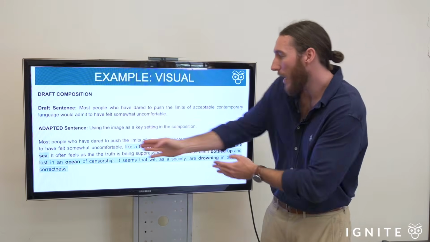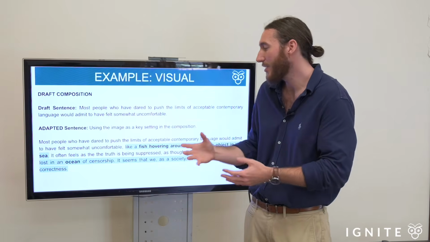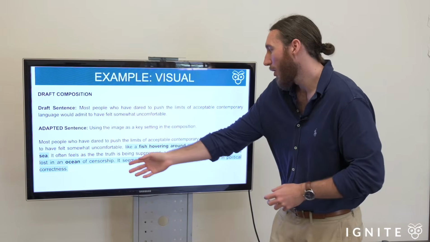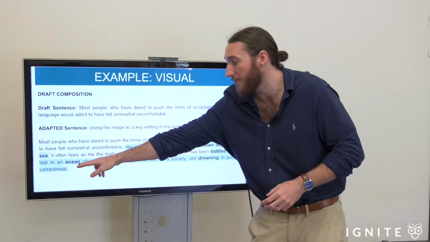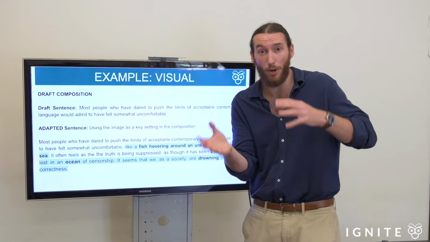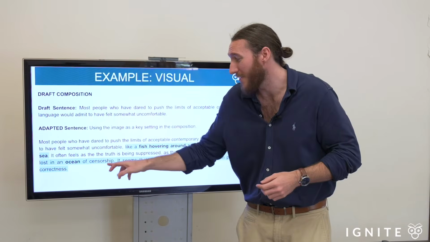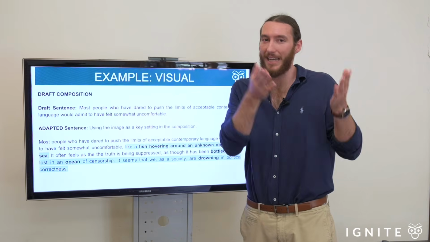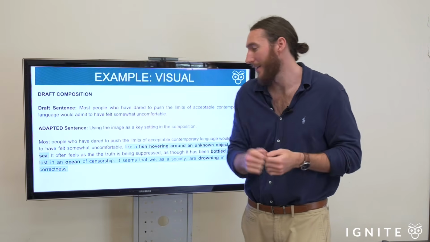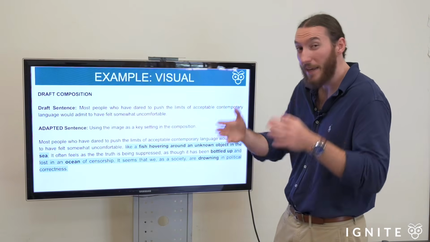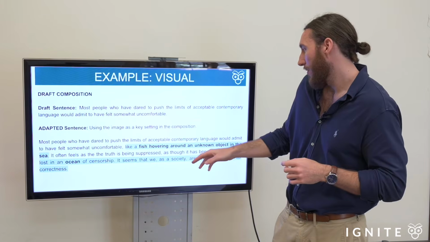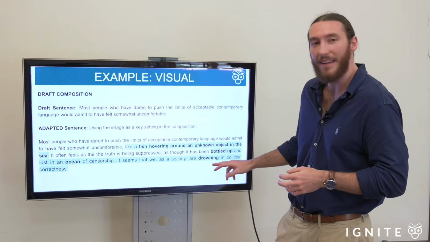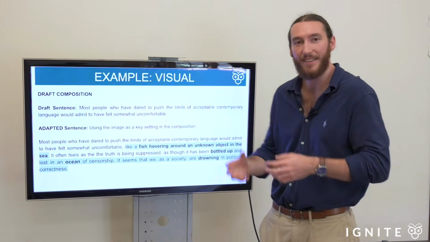So as though it has been bottled up and lost in an ocean. So it's a simile saying something's been lost in an ocean because that bottle was lost in an ocean. Of censorship, add the "of" after the ocean. That way the marker can see you're engaging with it. And when you say "of censorship," they know you're engaging with it on a metaphorical level. So it's a key metaphorical setting now. See how we're using life. We're not thinking narrowly about this. The last bit, it seems that we as a society are drowning in political correctness, drowning because of the water.